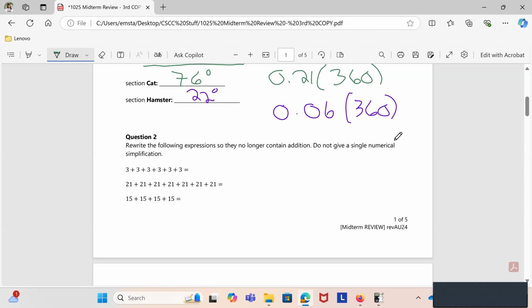So for the first one, I have 3 that's being repeated. How many times is it being repeated? How many times do you see the 3? 6. 6, yeah. You could do it with parentheses. You could do it as 6 dot 3. Or you could even go old school and do 6 times 3 with the x.